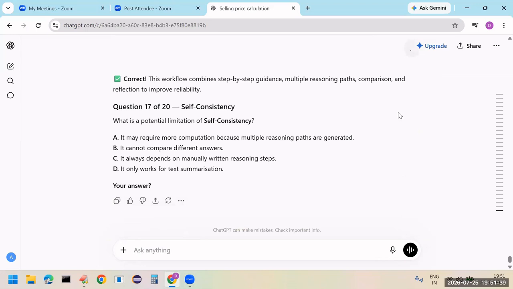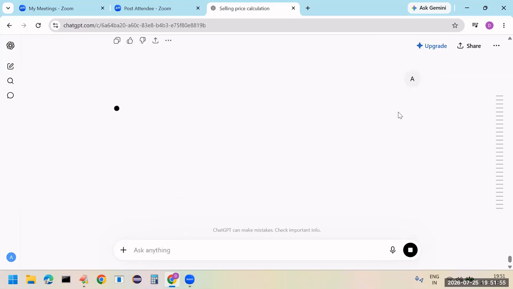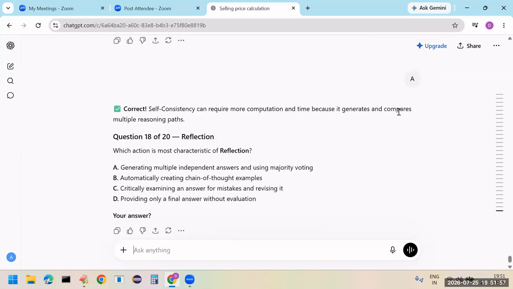So what is the potential limitation of self-consistency? More computation, yes, sir. Option A, correct? Yeah, because we need more tokens for that. Yes.